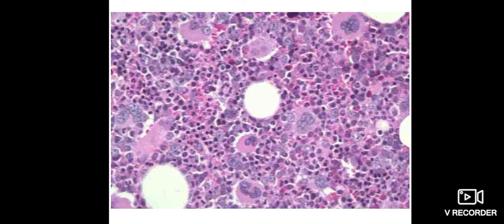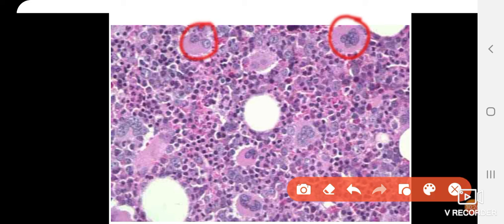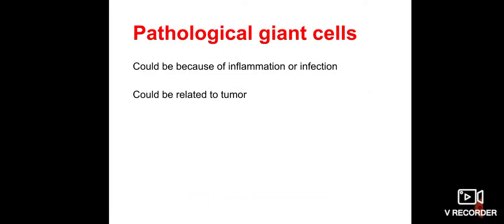This is a bone marrow biopsy slide in which you can see these large cells, all these large cells are nothing but megakaryocytes. Then we have pathological giant cells. Pathological giant cells could be because of inflammation or infection, or they could be related to tumors.